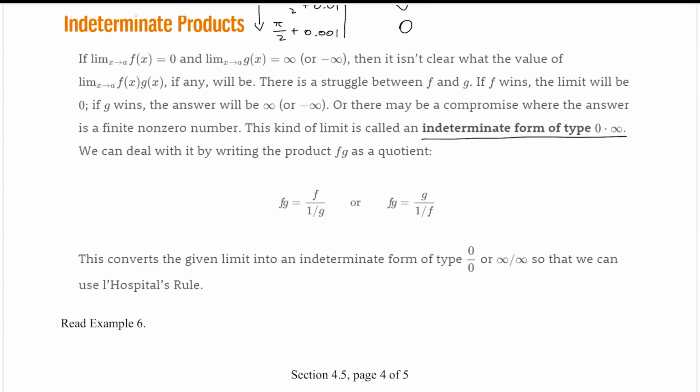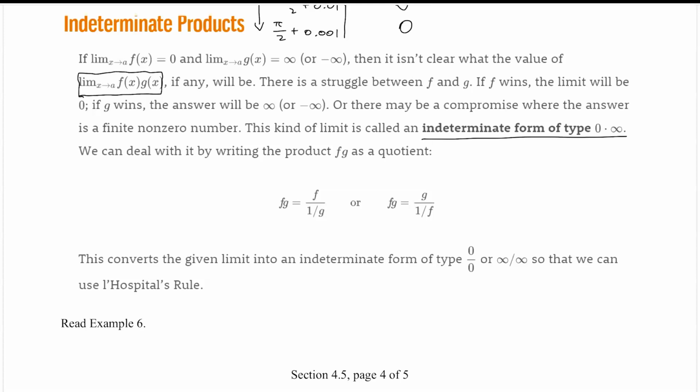Now we look at what happens when we get the indeterminate form of type 0 times infinity. So if the limit of f is 0 and the limit of g is infinity or negative infinity as x approaches a, first of all, just from a direct substitution perspective, we don't really know what 0 times infinity might turn out to be. Sometimes it might turn out to be 0, sometimes infinite, sometimes a non-zero finite number.